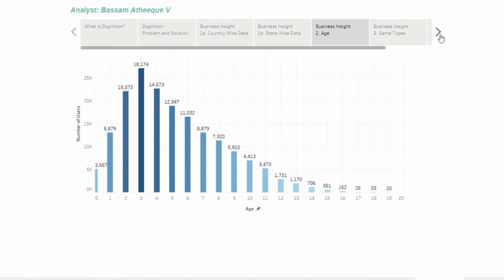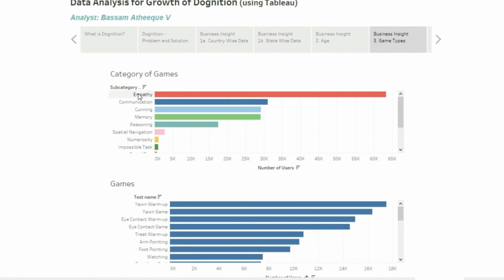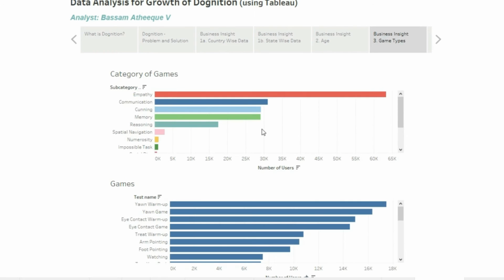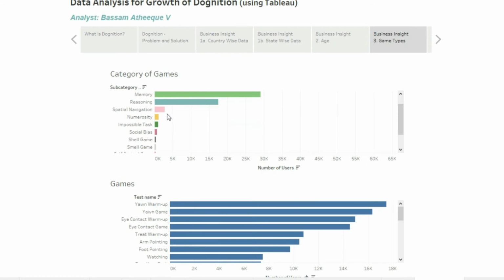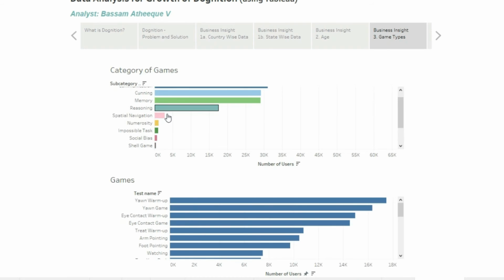Moving forward, it is the game types. Here it is quite clearly visible that Dognition has a wide variety of games, starting from empathy all the way to laterality. I don't have to say much about it. The maximum number of games are played in the top 5 categories: empathy, communication, cunning, memory and reasoning. After reasoning, it drops to spatial navigation with a very deep drop. It plummets completely, and then there is no growth for it.